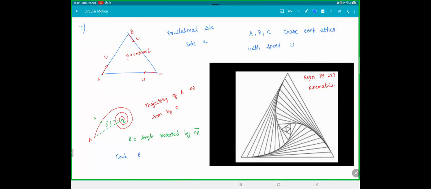Find theta as a function of time t, and the acceleration of A at time t. Two different equations. The speed is not changing, but the direction is changing. So that means it is accelerating.